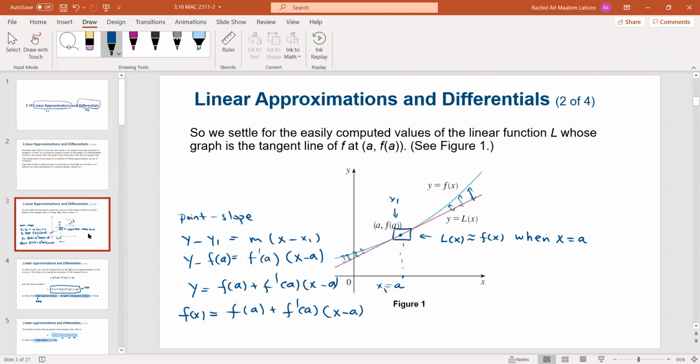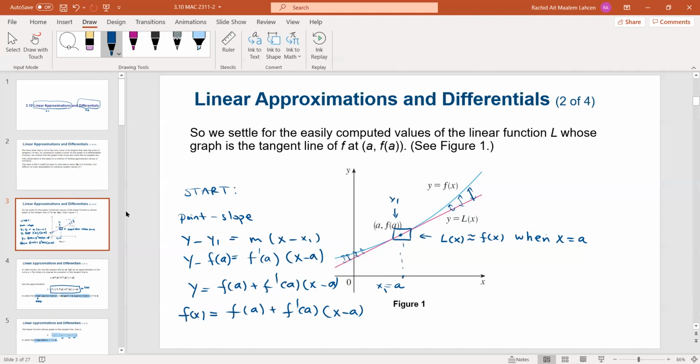To explain, this is not a new topic. Of course, linear approximation is new, but the method that we're going to use is not new. It's something that we've done in the past. I start with the point slope equation, where you set it up. Then we used it that way from the tables and all that.